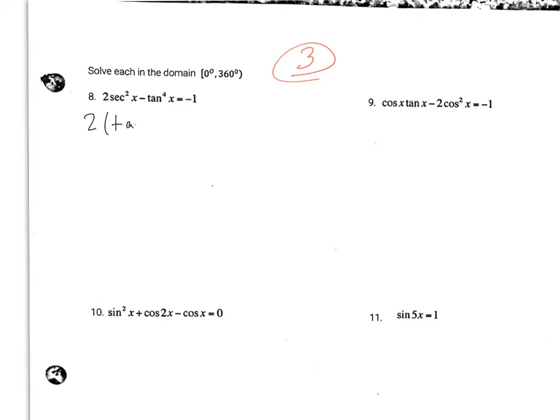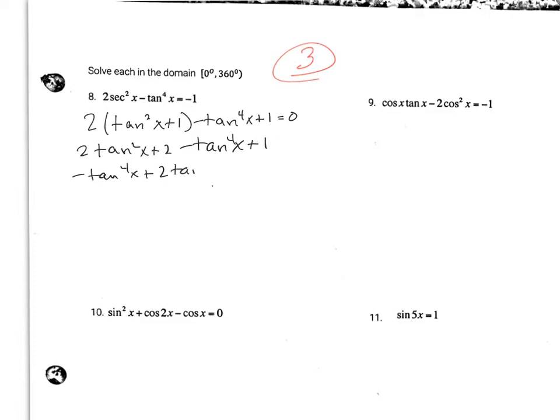So we're going to do this. I'm going to do this whole problem in tangent. I'm also going to bring the 1 over and set it equal to 0. You know you're going to have to factor this one. So distribute the 2. And then rearrange this, so it starts off negative tangent to the 4th plus 2 tangent squared x. And then you have 2 plus 1. So that's your plus 3.